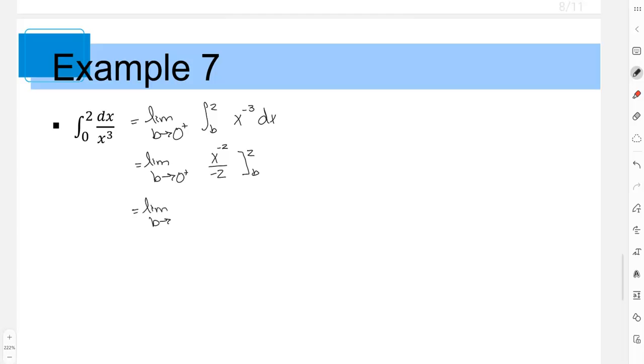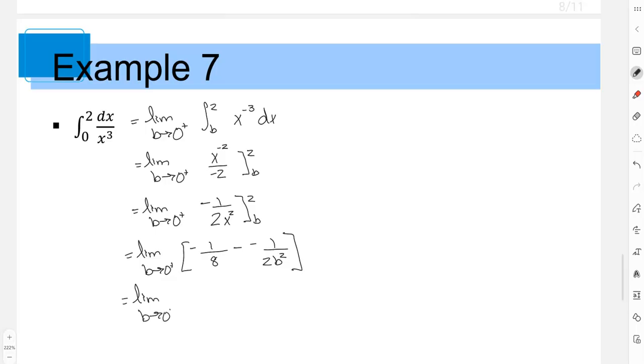I'm going to clean that up. That's negative 1 over 2x squared, evaluated from b to 2. So I'm going to have negative 1 over 2 times 2 squared, which is 4. So 2 times 4 is 8, minus negative 1 over 2b squared. I'm going to clean it up. So I have negative 1 over 8 plus 1 over 2b squared.